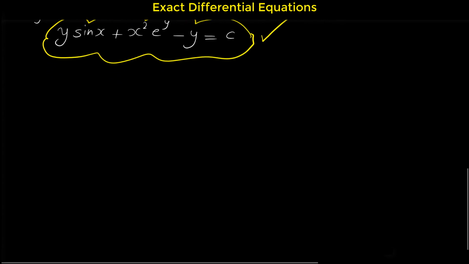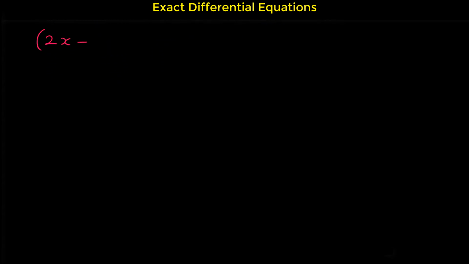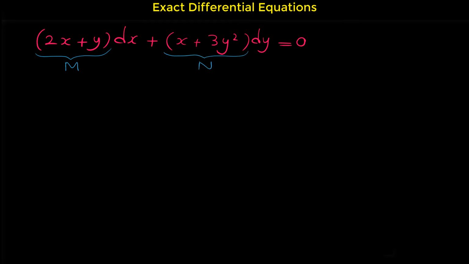Now let's do another example. (2x plus y) dx plus (x plus 3y squared) dy equals 0. This expression here is M and this expression is N. First we have to check to see if this differential equation is an exact differential equation. We have to find the partial derivative of M with respect to y and the partial derivative of N with respect to x.